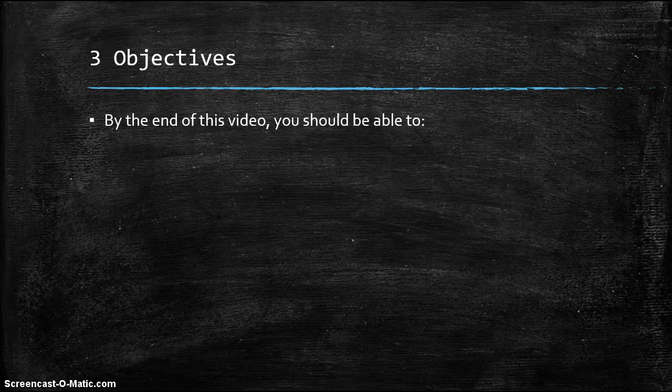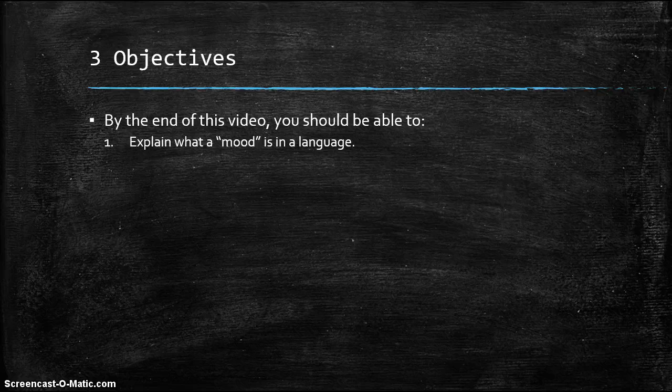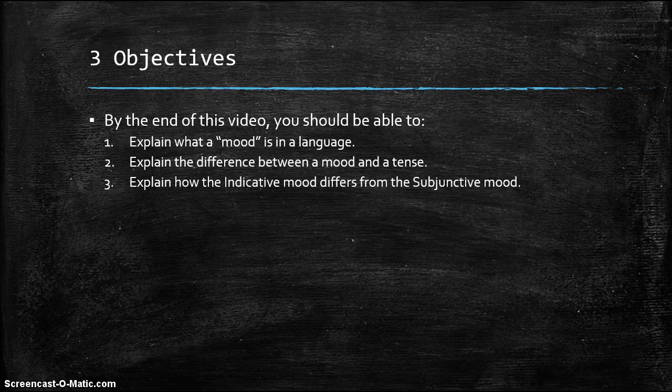I think it's really always important when we start a lesson like this to start with some objectives. So at the end of this video, you should be able to do 3 things. 1. Explain what a mood is in a language. 2. Explain the difference between a mood and a tense. And number 3, explain how the indicative mood differs from the subjunctive mood. And I know this all sounds very weird. I promise everything will be explained in the video.